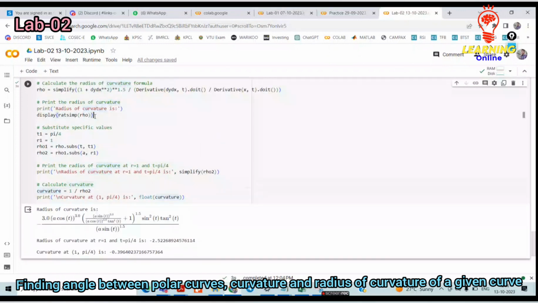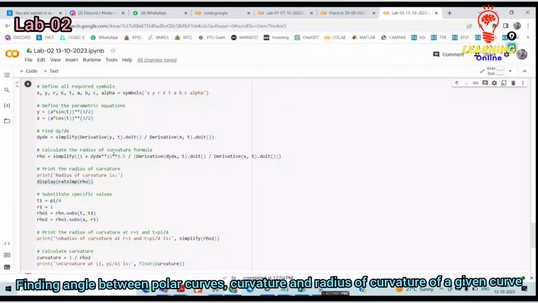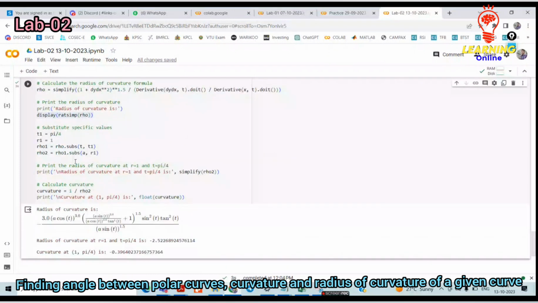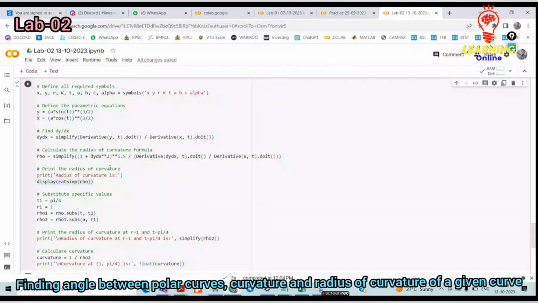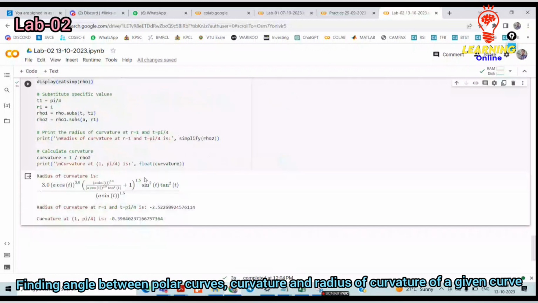Remember, display is to display your expression. This is your expression. To display this expression, we use this display command. Keep this in mind. Don't get confused with respect to these instructions. Hope what I explained is clear to everyone.